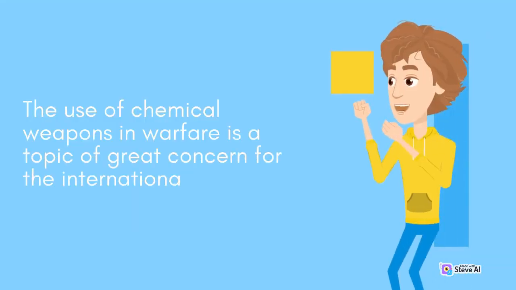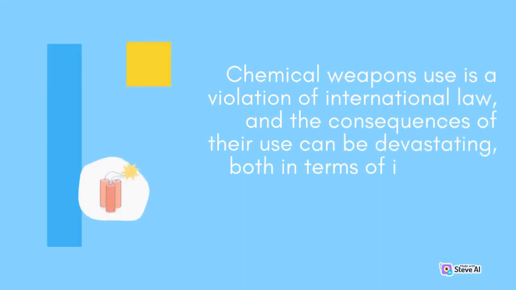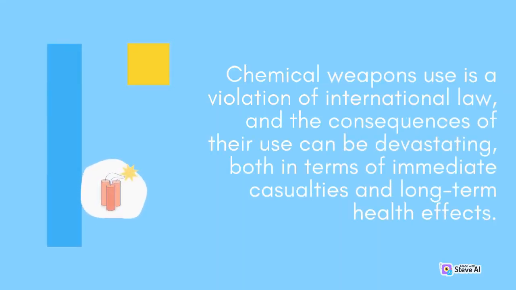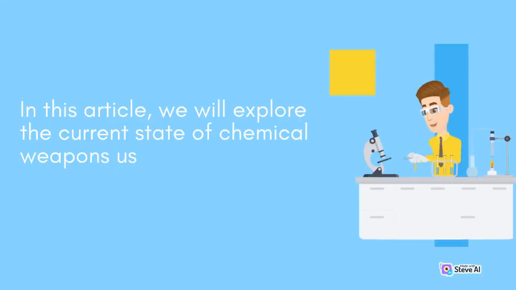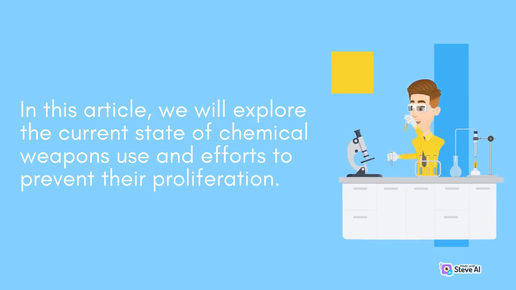The use of chemical weapons in warfare is a topic of great concern for the international community. Chemical weapons use is a violation of international law, and the consequences of their use can be devastating, both in terms of immediate casualties and long-term health effects. In this article, we will explore the current state of chemical weapons use and efforts to prevent their proliferation.